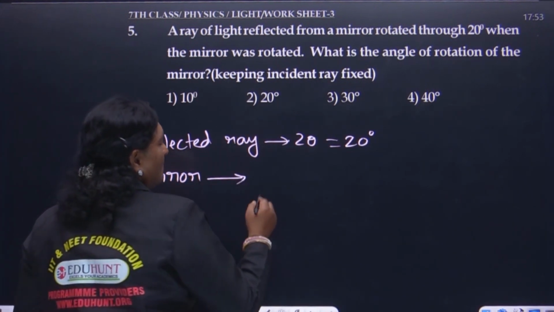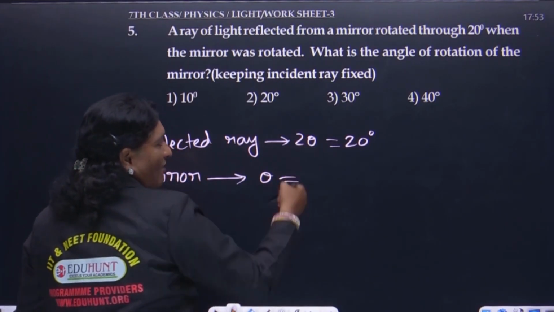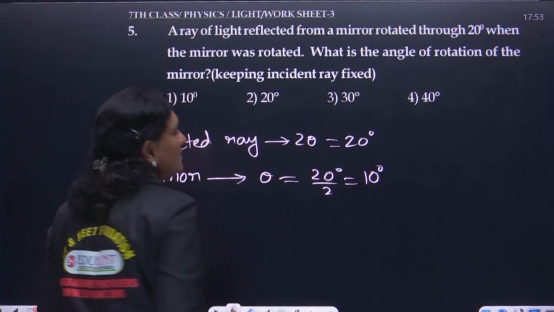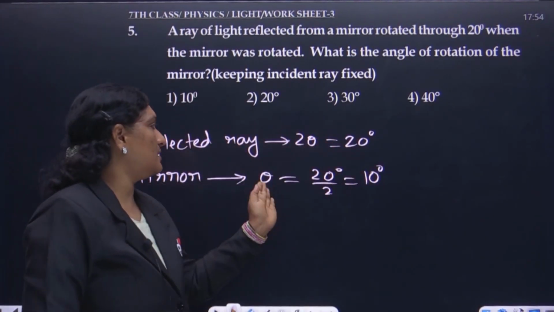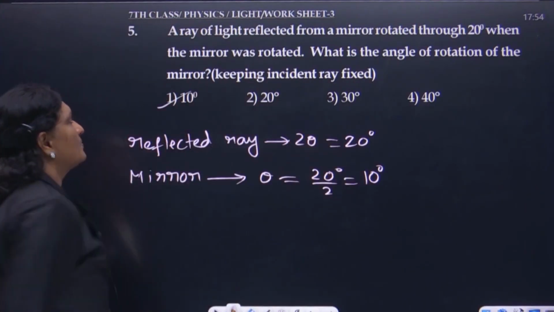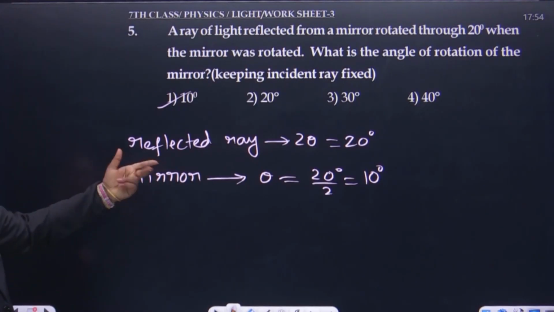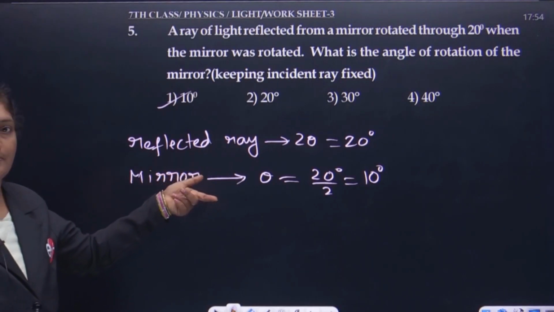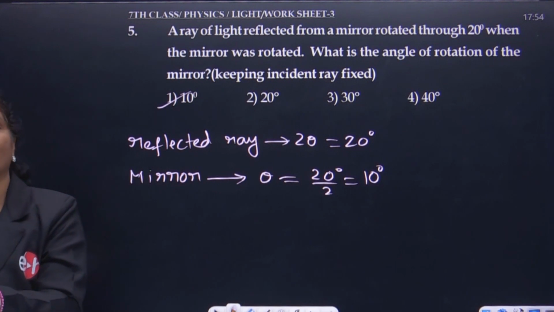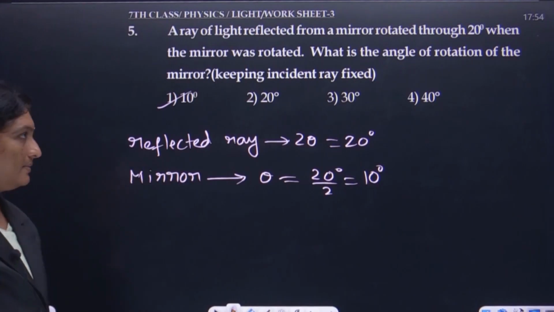The mirror is rotated by theta only. So theta is half of that, that is 20 upon 2, which is equal to 10 degrees. 2 theta is 20 degrees, so theta must be half of 20, that is 10 degrees. Hence, the correct option is option 1, 10 degrees. So in the reverse way they have given it to us. Earlier they used to give us the rotation of the mirror angle and ask us to find the reflected ray angle. Now the reflected ray angle is given and the mirror rotation is being asked.